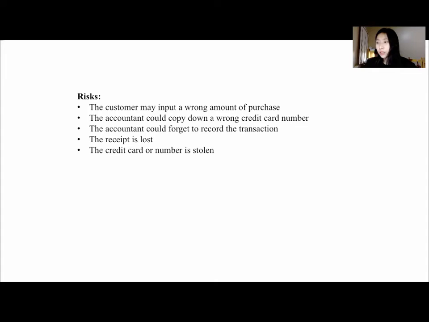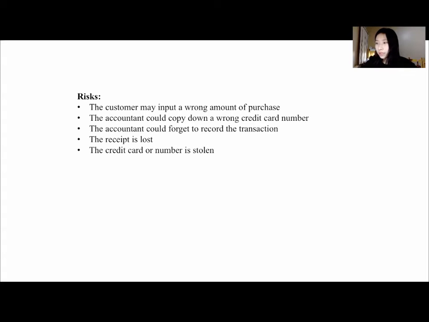Secondly, after the software checks the validation of the credit card number, the accountant will write down the validation number and return to the host computer and then enter it. So there is a risk that the accountant may write down a wrong number or key in a wrong number, like missing a number or messing up the order of the number.